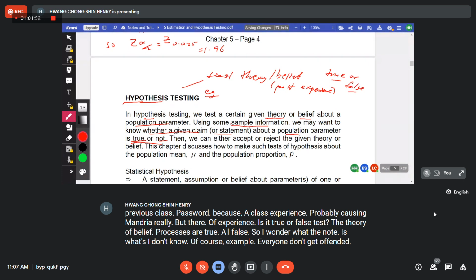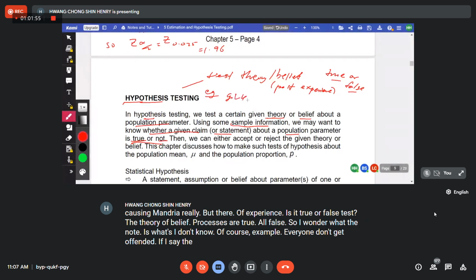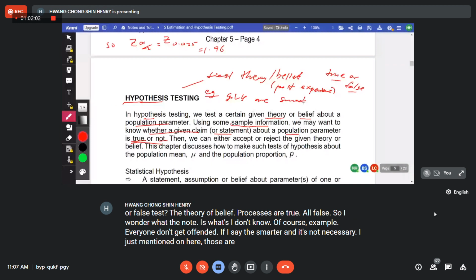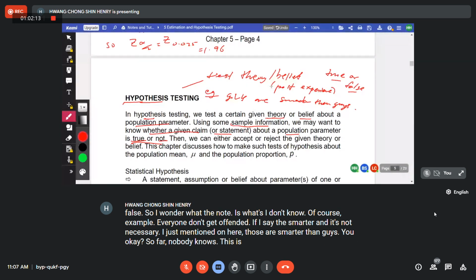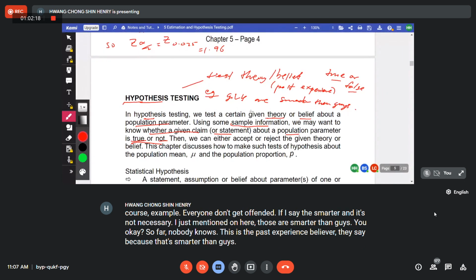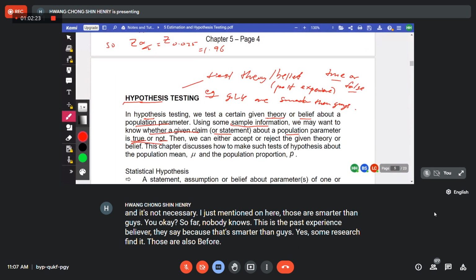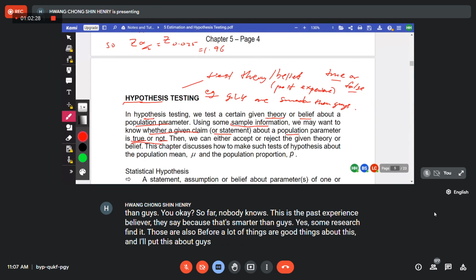Everyone, don't get offended. If I say girls are smarter than guys. No, not necessarily, I just mention only. Girls are smarter than guys. Theory only, okay? So far, nobody knows. This is the past experience, belief: they say girls are smarter than guys. Yes, some research finds that it is not so. A lot of things are good about girls, a lot of good things about guys, but they compare also.